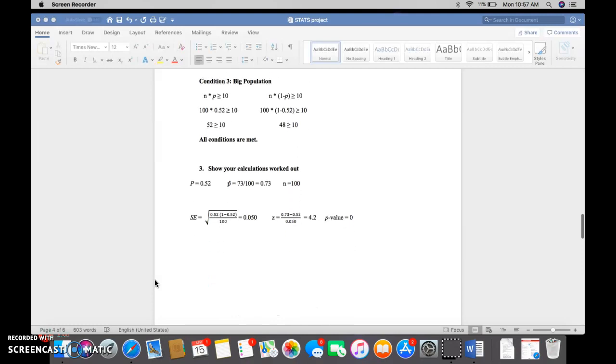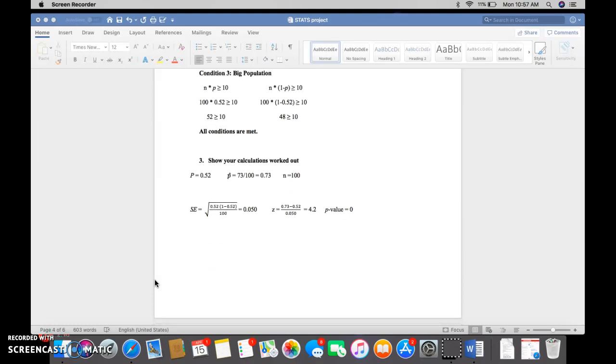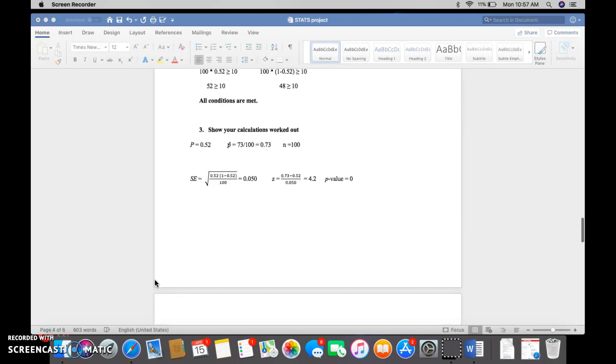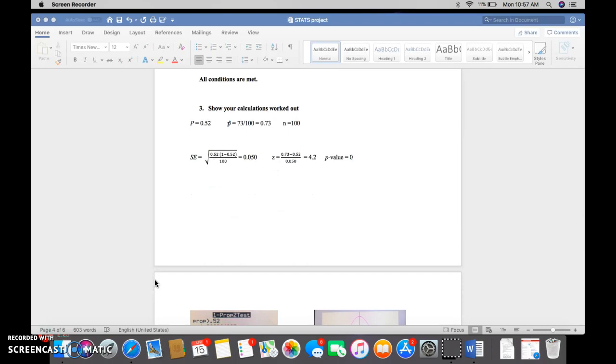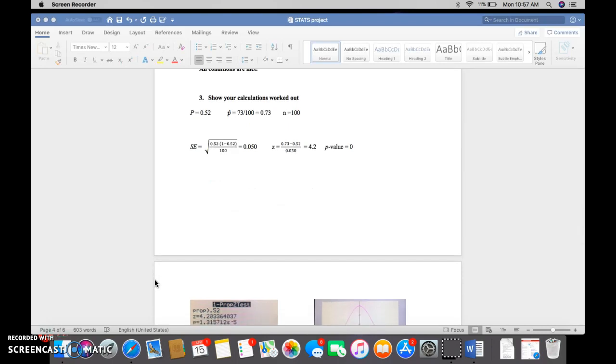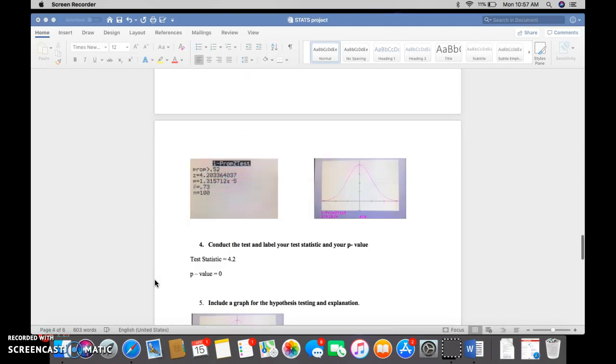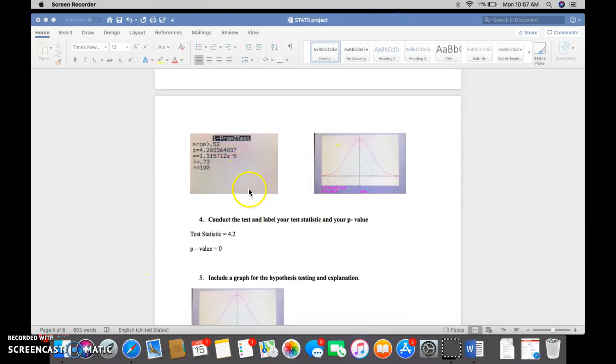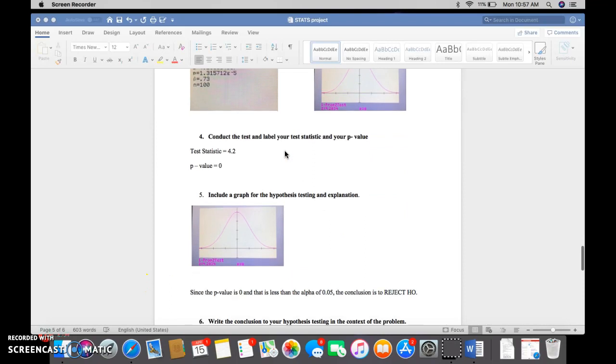And to show our calculations and working it out, p equals 0.52, p hat equals 73 out of 100, which is 0.73, and our sample size is 100. Our SE came out to 0.050, and our Z is 4.2, and the p-value is 0. And this is our calculations from the calculator. Our T statistic is 4.2, our p-value is 0.